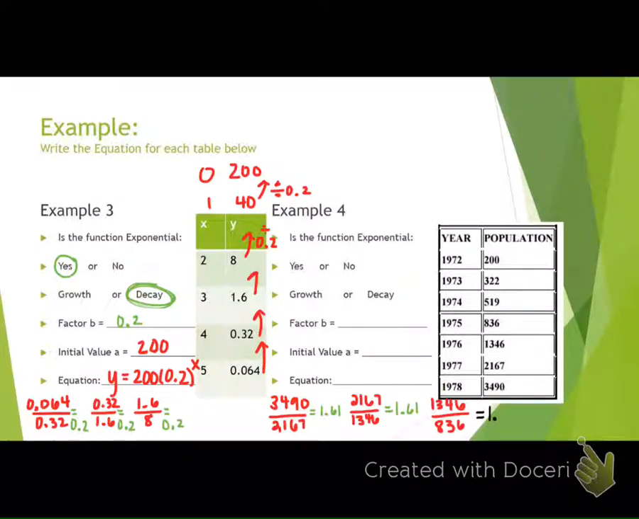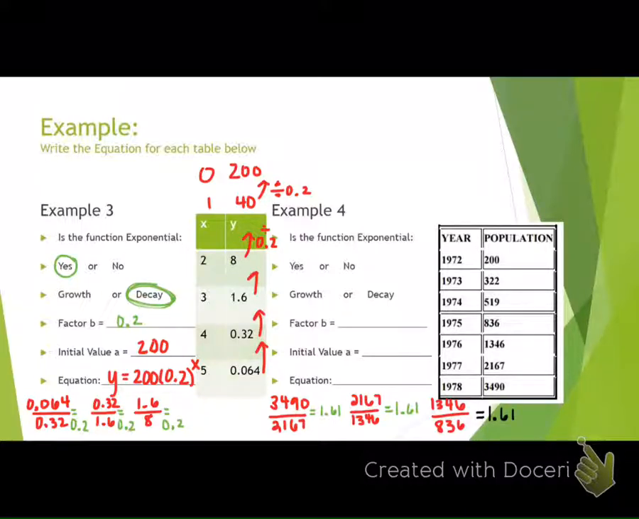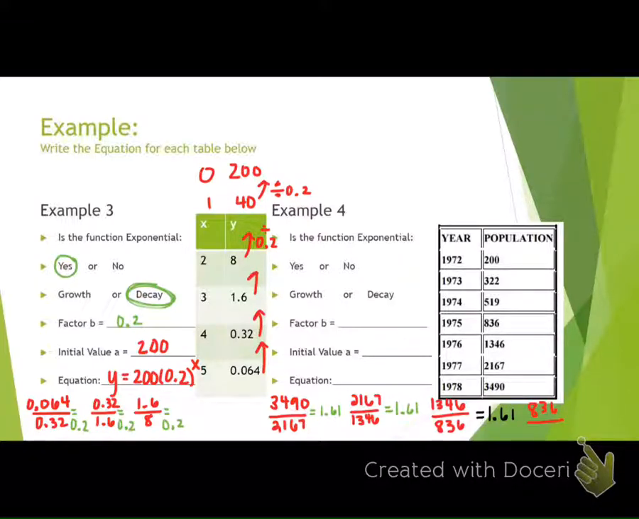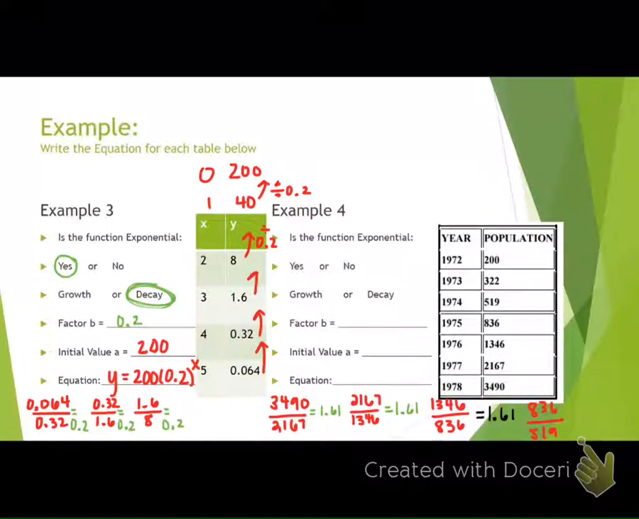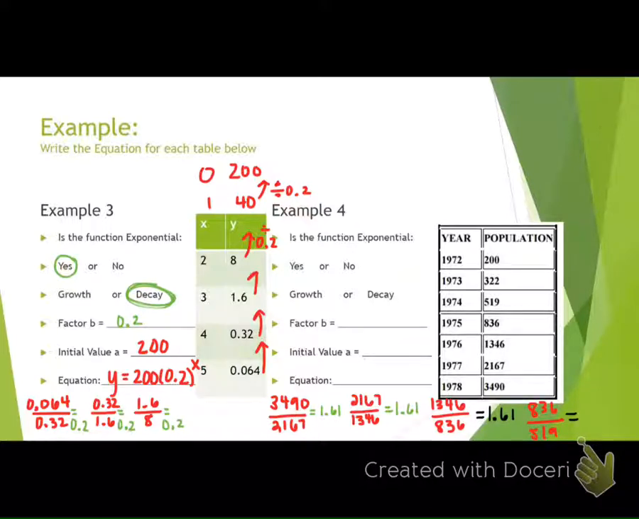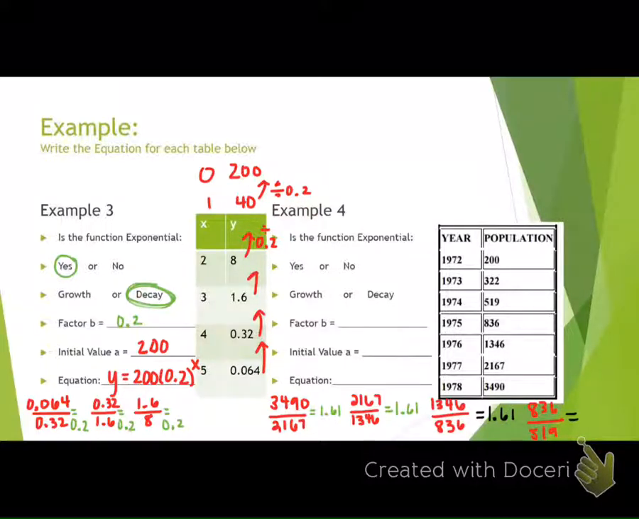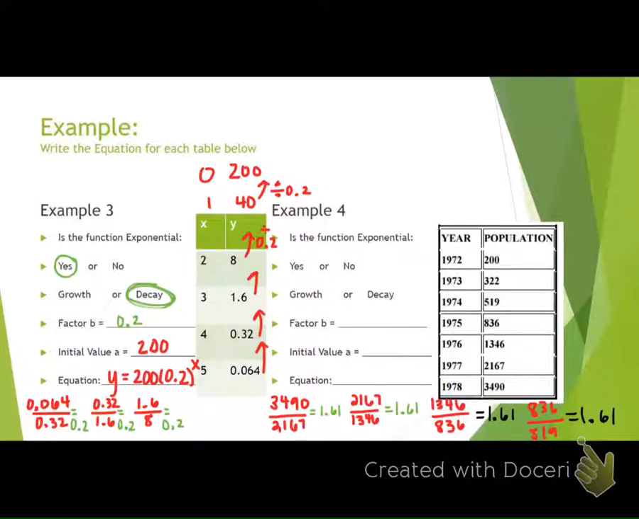That one looks good. We'll just do 2 decimal points. Then we would do 836 divided by 519, and what do we get? Brian, do 836 divided by 519. 1.61. Does it round to 1.61? Or is it exactly 1.61? It's 1.610. Yeah, so it is.